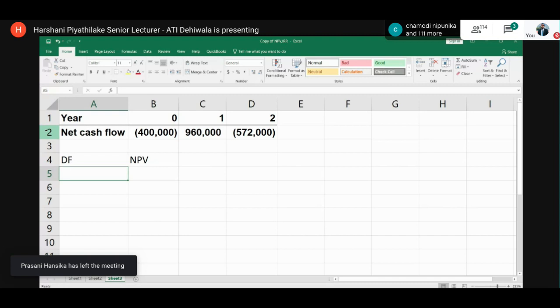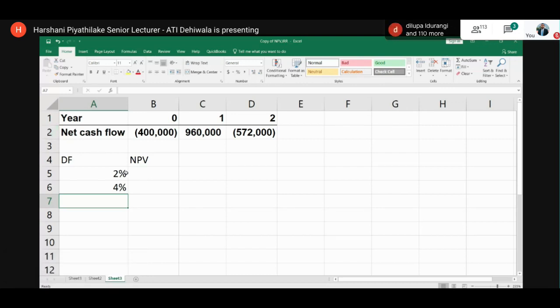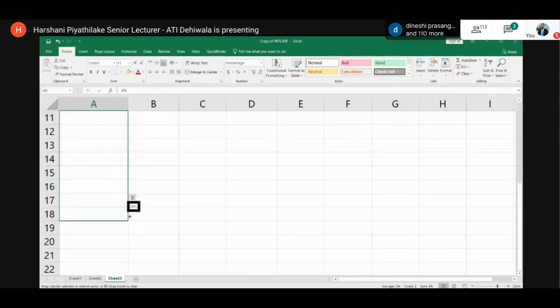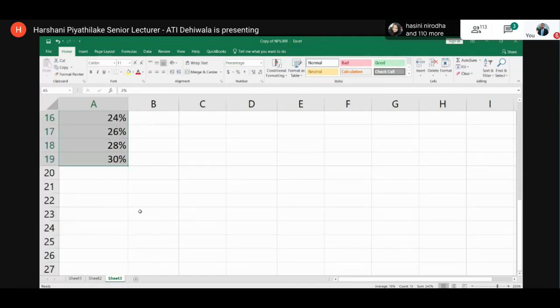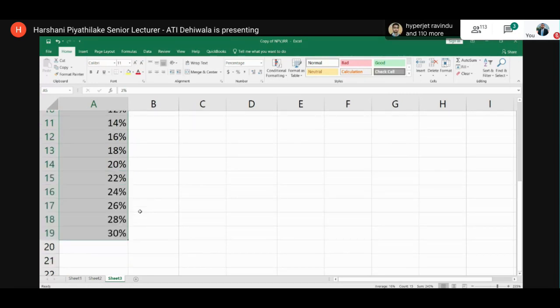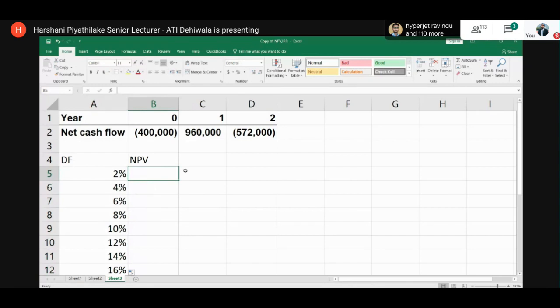Right now, we'll start from 2%, then 4%, 2 by 2, drag one up to 40%. Let's take more and delete later, maybe 30%. You can see later we delete 2%, 4%, 6%. Likewise, you take up to 30%. Take NPV using the NPV formula.